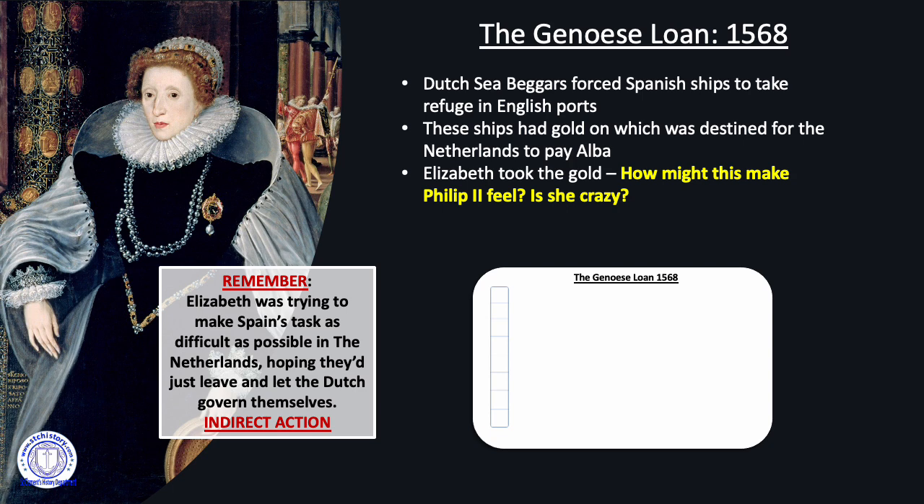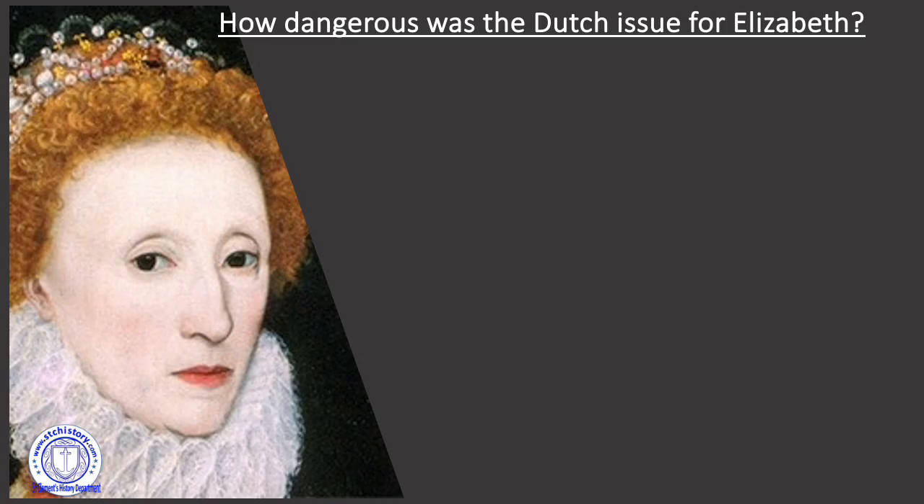So these are historical debates that people have written books on. So you colour up your opinion of the Genoese loan and what you think, and then we'll move on to the last little bit, or the last two little bits, Mary Queen of Scots and a little reminder of the Northern Rebellion. So how dangerous was the Dutch issue for Elizabeth?